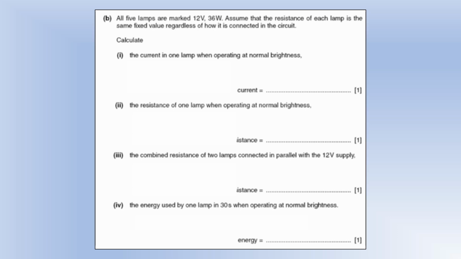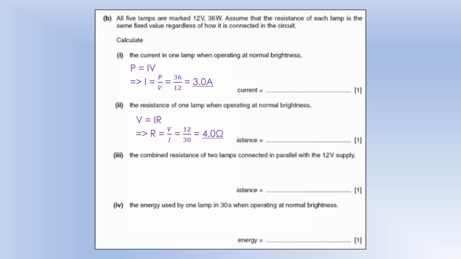All 5 lamps are marked 12 volts, 36 watts. Assume that the resistance of each lamp is the same, fixed value regardless of how it is connected in the circuit. Calculate the current in one lamp at normal brightness. So I'm going to use P equals IV. We've got P, we've got V, so we can calculate the current is 3 amps. The resistance, so we've got potential difference and we've got current, so now we can calculate resistance using V over I, and it's 4 ohms.